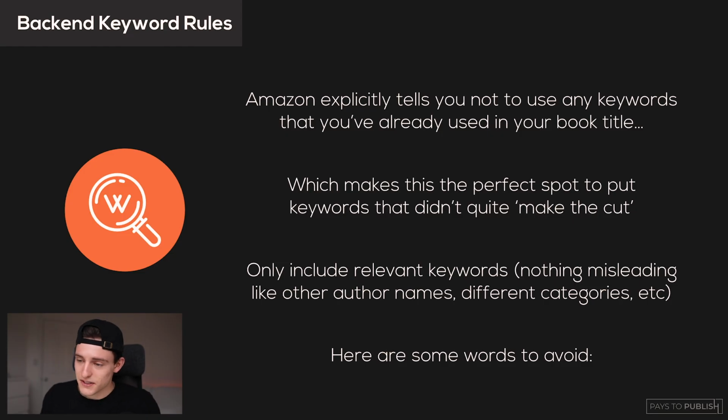So as you can see, Amazon explicitly tells you not to use any keywords that you've already used in your book title. Okay, and there's no real purpose to use additional keywords in this 7 keyword section that you've already used in your book title, because if they're in your book title, they're already helping you rank for those keywords. This makes it perfect to put all the keywords that didn't quite make the cut into your title.